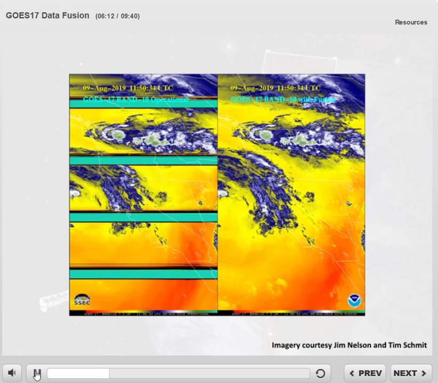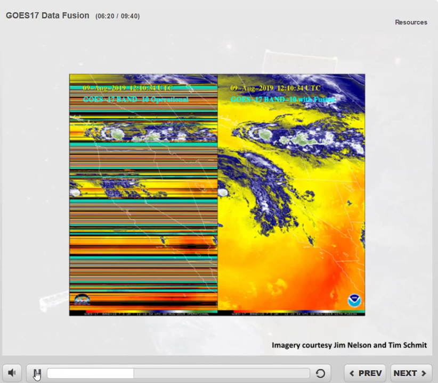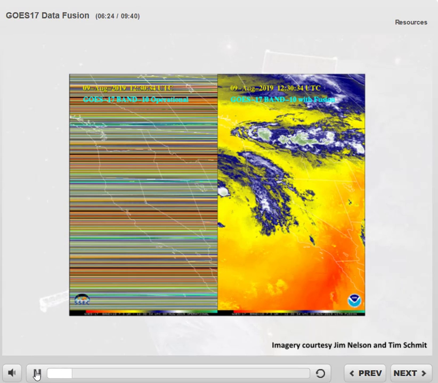20 minutes later, GOES17 band 10 is starting to saturate. This is when fusion is going to be useful to maintain a signal. 20 minutes after that, there's even more saturation. And by 12:30 UTC on this day, the operational GOES17 band 10 field is unusable.